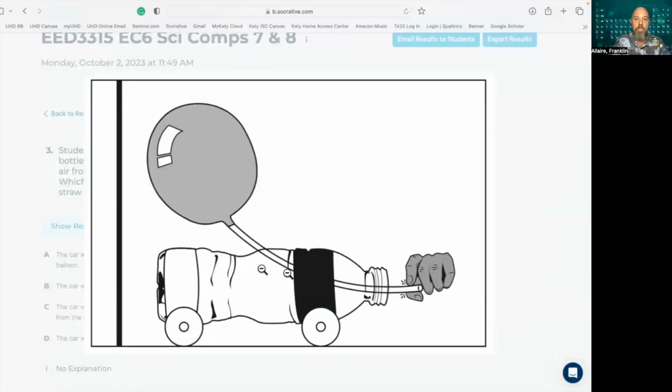So once again, here is our diagram. We've got all of our air trapped inside of the balloon, creating lots and lots of pressure in here. It wants to get out. It wants to escape.